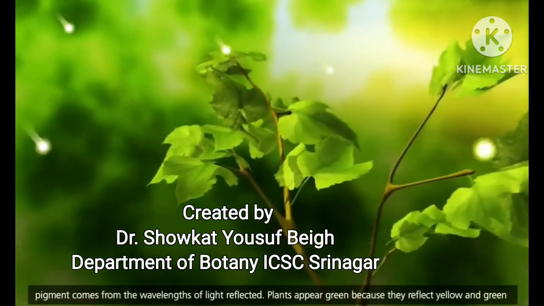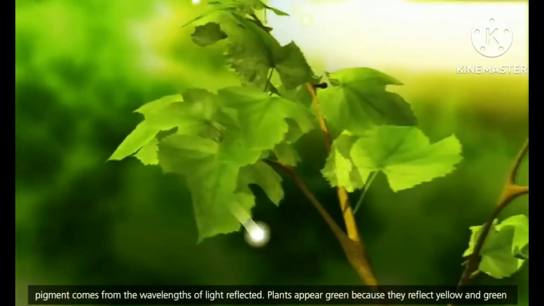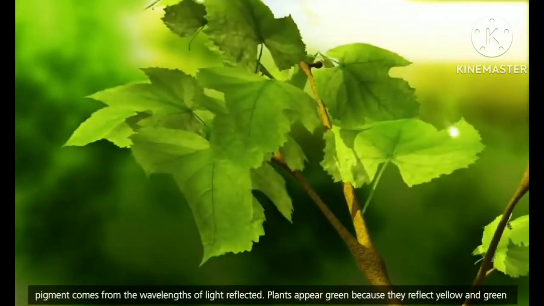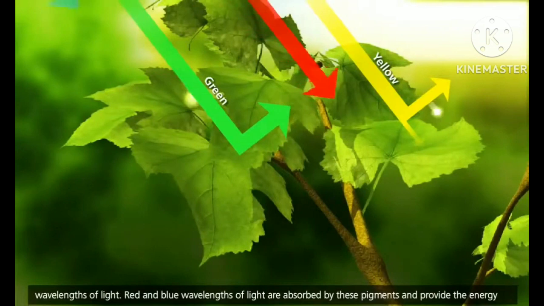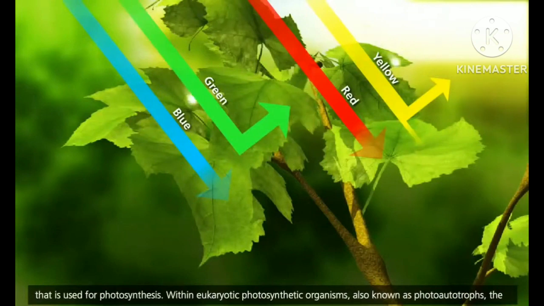The color of the pigment comes from the wavelengths of light reflected. Plants appear green because they reflect yellow and green wavelengths of light. Red and blue wavelengths of light are absorbed by these pigments and provide the energy that is used for photosynthesis.